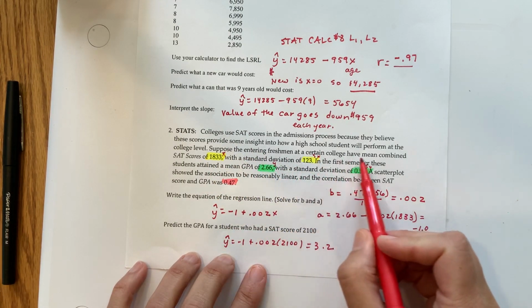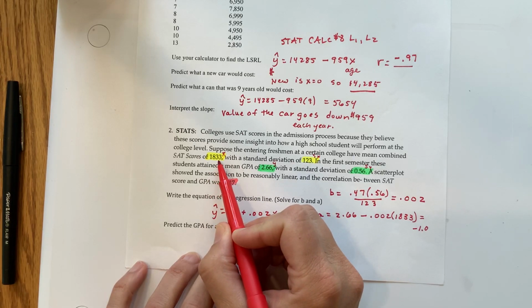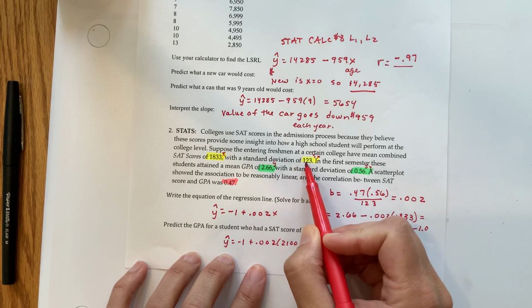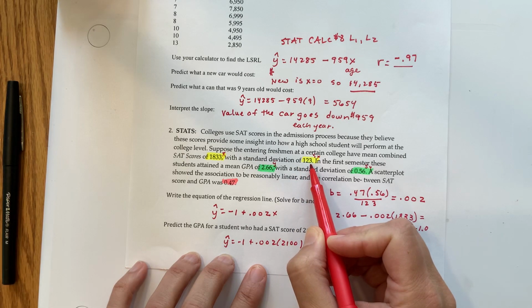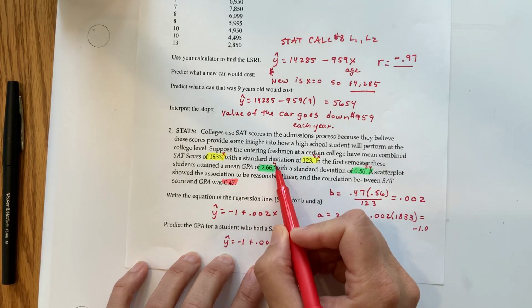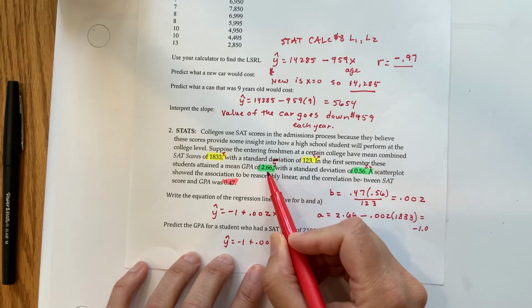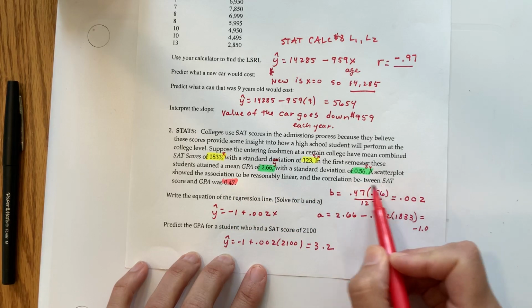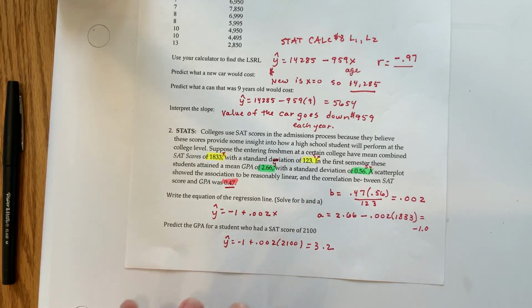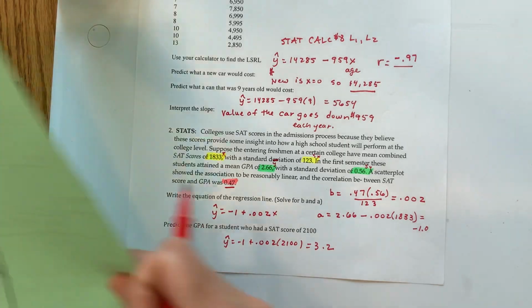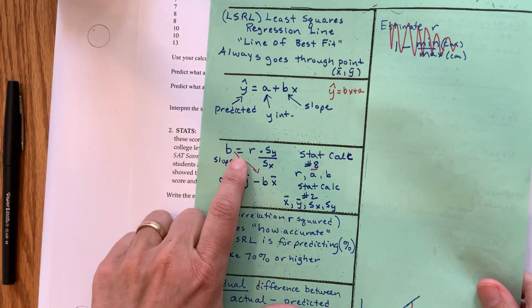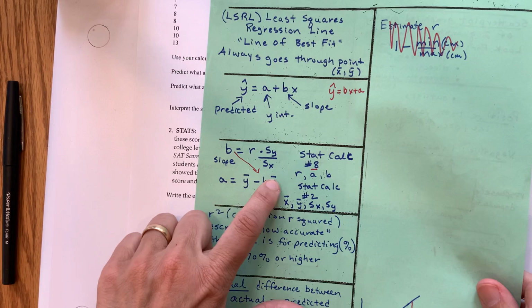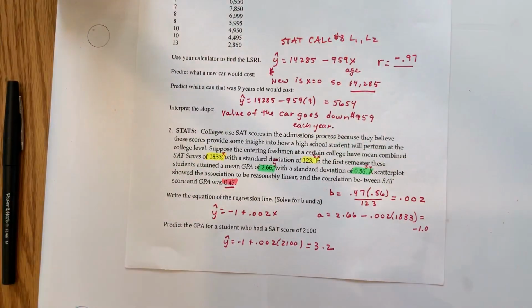So it says the mean for SAT score. This would be my X bar, with a standard deviation of 123. That's my standard deviation of X, SX. Then my second set of data would be my Y bar for the mean, and my SY. And then they also have to give me the correlation R. So I have all 5 stats, because if I'm going to use these formulas, I need R, SY, SX, Y bar, and X bar.